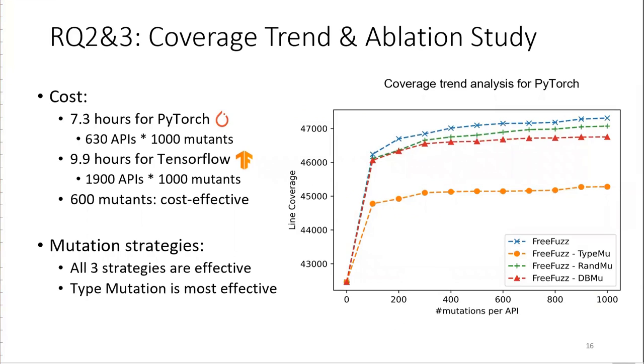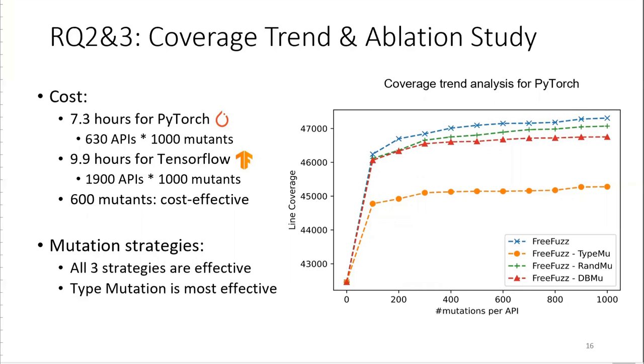We generate 1,000 mutants for each API, and the runtime is within 10 hours for both PyTorch and TensorFlow, which is totally acceptable for fuzzing. The x-axis of our figure is the number of generated mutations per API, and the y-axis is the overall line coverage. As we can see from the figure, 600 mutants is probably a cost-effective choice in practice, because after generating 600 mutants per API, the line coverage is largely stable.